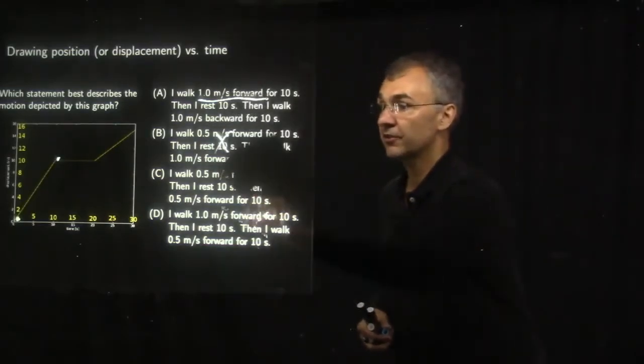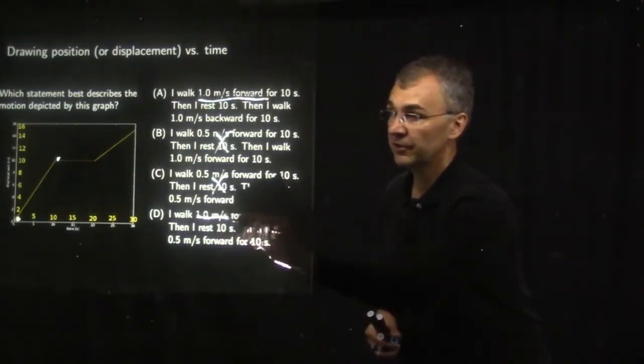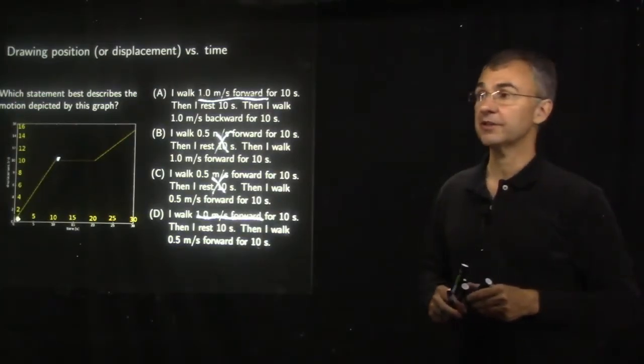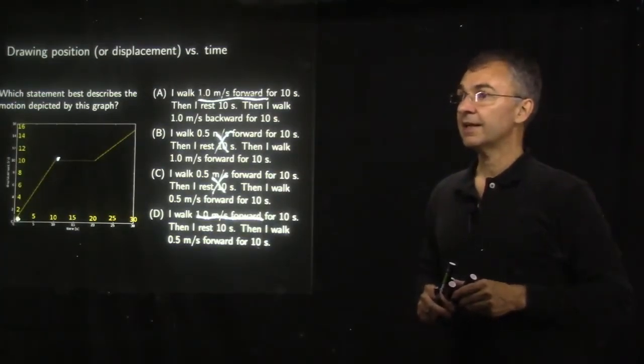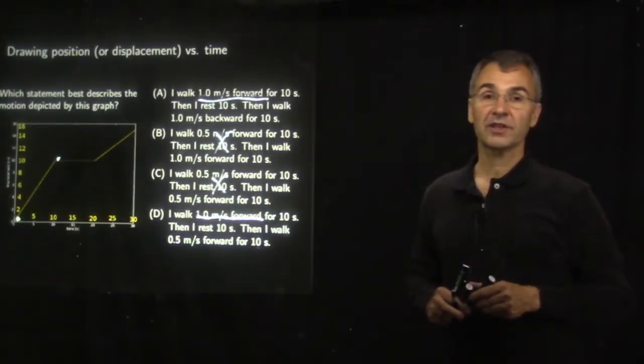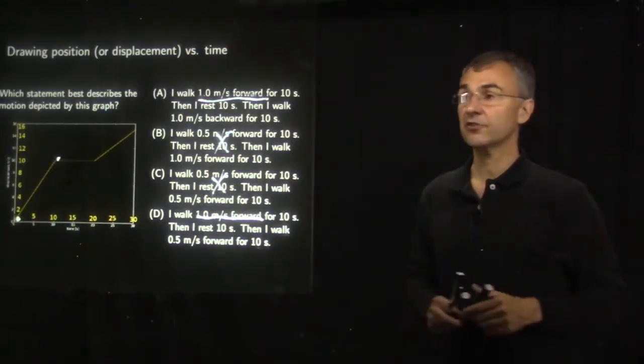That means I don't like this one, and I don't like this one, but this one also could be okay. So I guess we've narrowed it down to 2 possibilities now. Then I rest 10 seconds. I guess they all say that, so that doesn't give us any information to rule out an answer here.